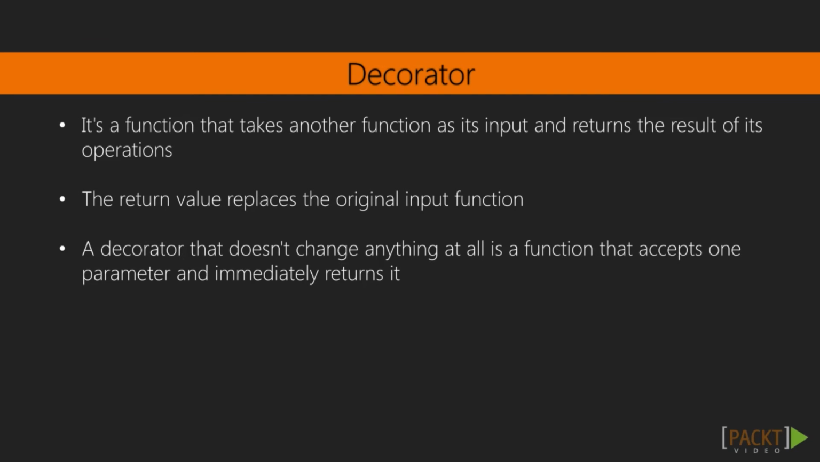The basic definition of a function decorator is simple. It's just a function that takes another function as its input, does something with it, and then returns the result of its operations. The return value replaces the original input function, so the changes a decorator can make are potentially quite drastic. A decorator that doesn't change anything at all is a function that accepts one parameter and immediately returns it.